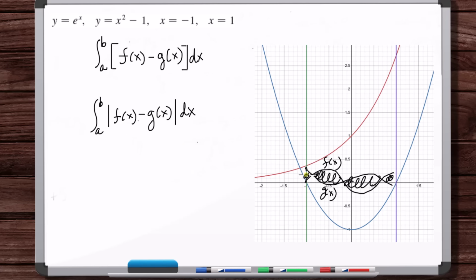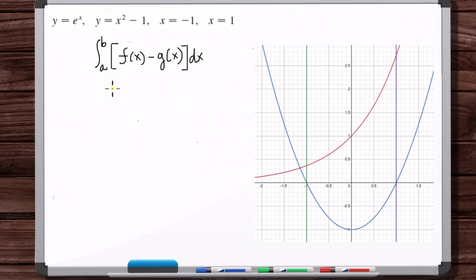Then you'd integrate from a to this point. Then in this region, it would be f of x minus g of x, and you'd integrate from this point to this point. You do 1, 2, 3, 4 separate integrals, just alternating, making sure for each of those integrals you're putting whatever the greater function is first in this subtraction. And so with that, you get the sum of the areas.